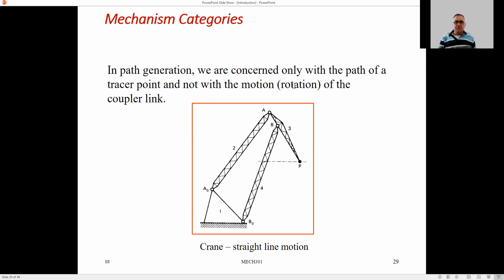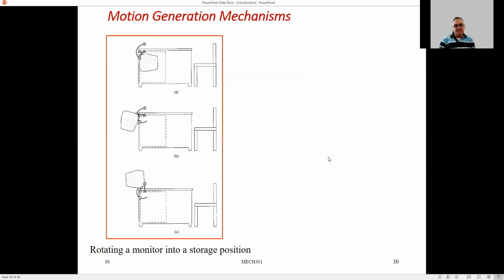So we are concerned here only with the motion of this point P, and this point P has to make a straight line motion. And interestingly, with the appropriate design of the links 2, 3, and 4, giving them the correct dimensions, you can make point P move on a straight line, at least for a certain distance. Okay.